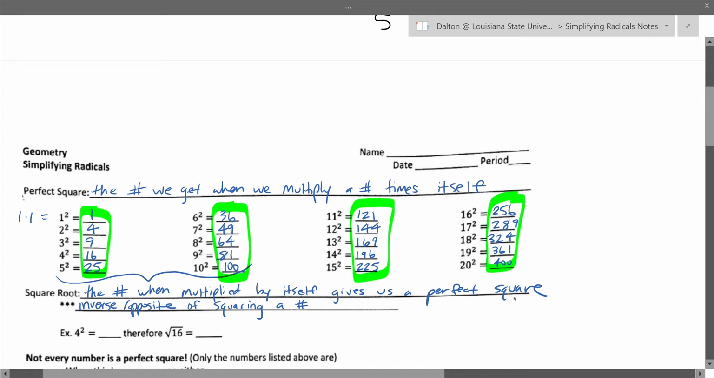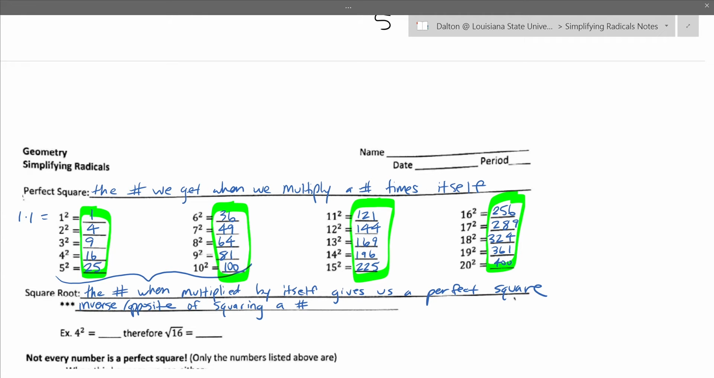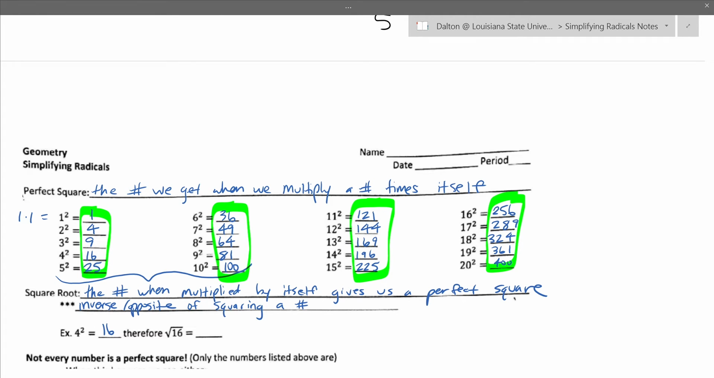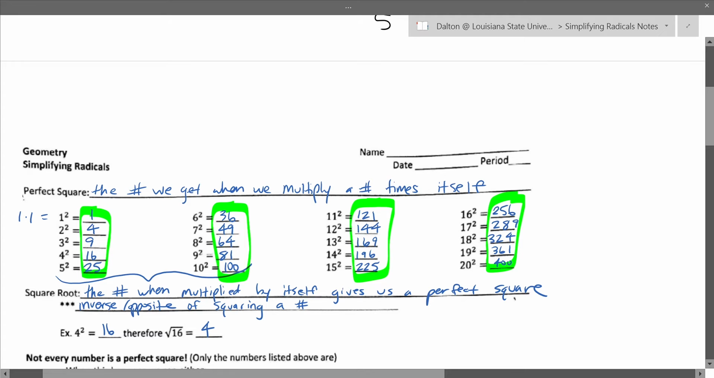Okay, so let's look at an example. 4 squared technically means 4 times 4, right? Which is 16. Therefore, we can go backwards. That must mean the square root of 16 is 4. So that's the relationship. That's how it works.